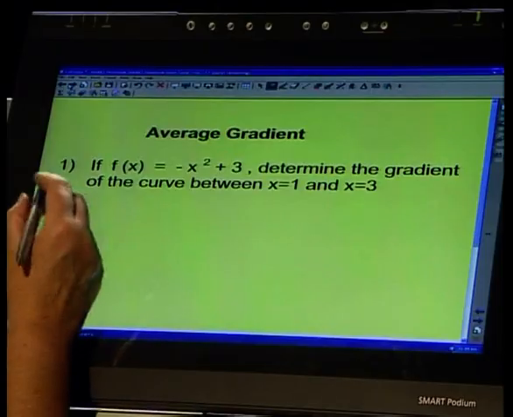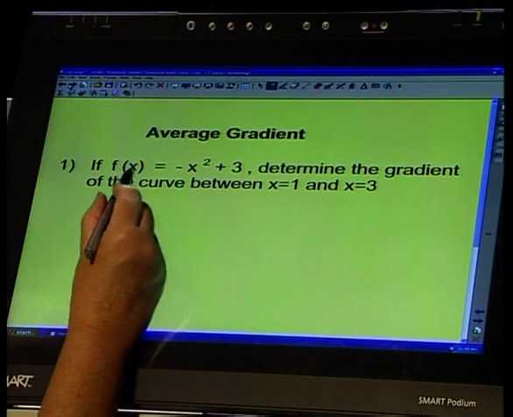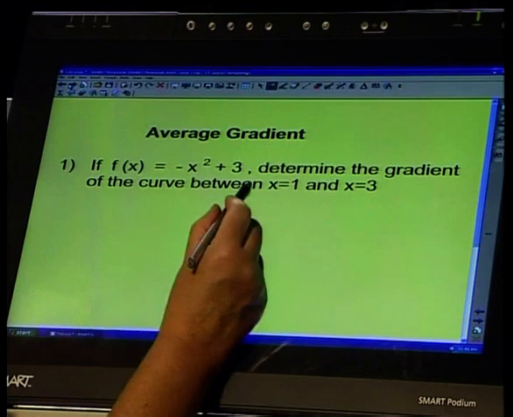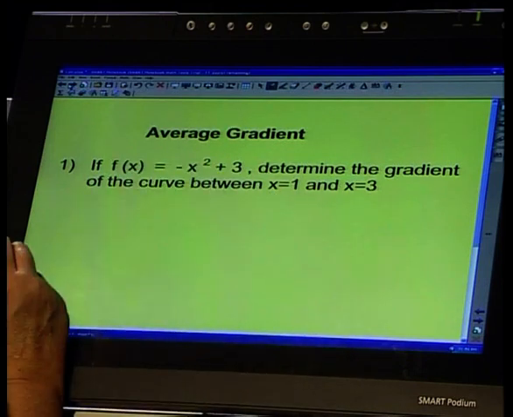Right, the next concept we need to, well, let's first have a look at some examples before we move on. If I'm looking at average gradient, an example of it would be something like this. They'd say, if f of x equals this curve, determine the gradient of the curve between x equals 1 and x equals 3. Now, of course, we could use any of those complicated formulas I was using at the end. But my advice to you is don't make your life difficult. I'm a great believer: make it simple. So let's have a look here.